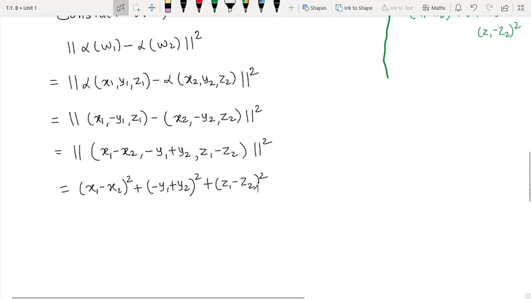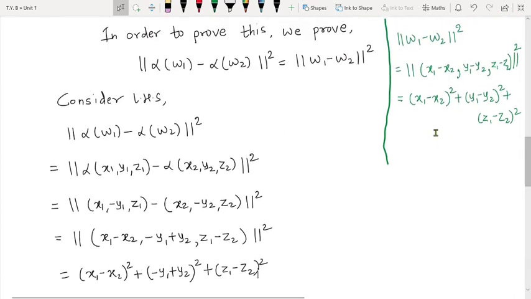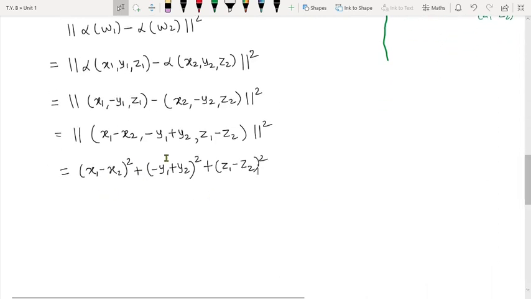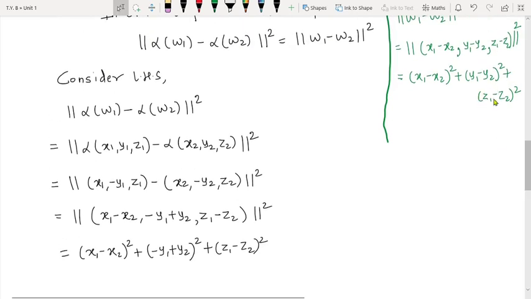As I told you at the beginning of the problem, we wanted to come here. Once we come here, we know this is the same as this. We have x1 minus x2 whole square, and z1 minus z2 whole square also. But what is the middle term over here? It is y1 minus y2 whole square. But here we have minus y1 plus y2 whole square. So the question is, can I say that minus y1 plus y2 whole square is equal to y1 minus y2 whole square? And the answer is yes.